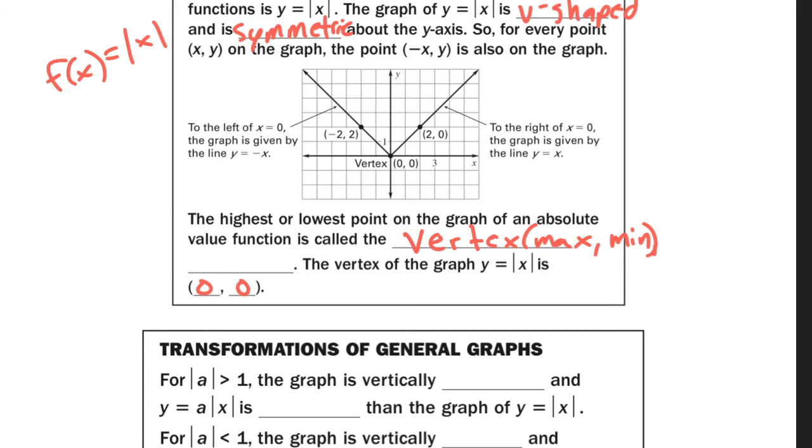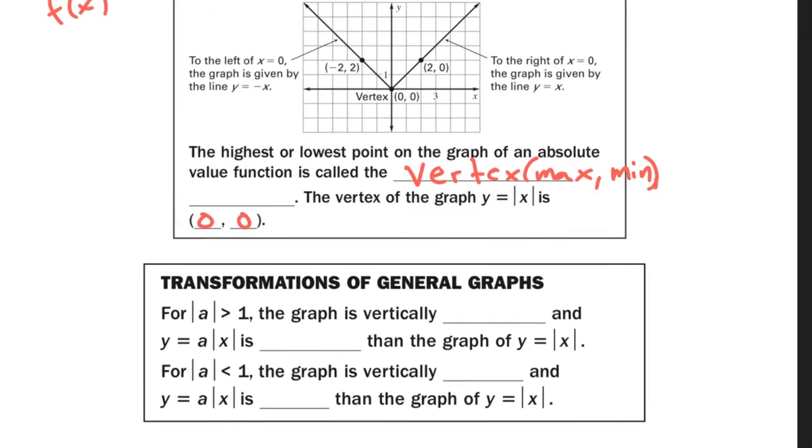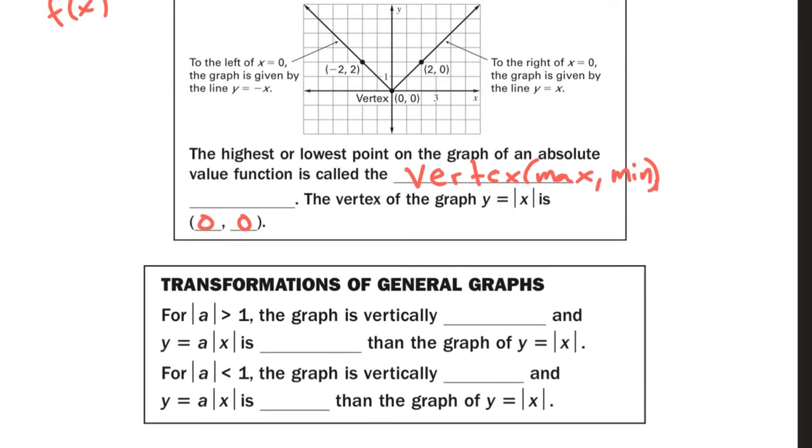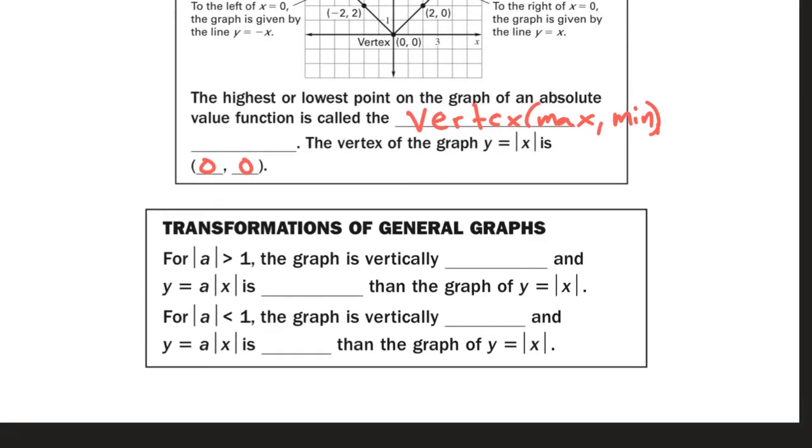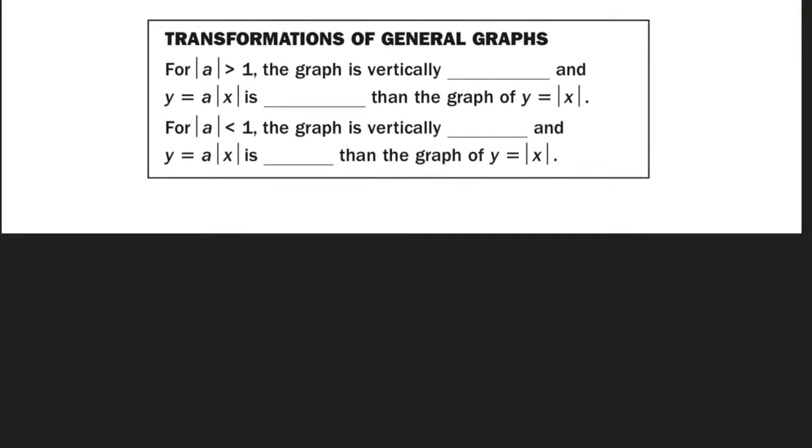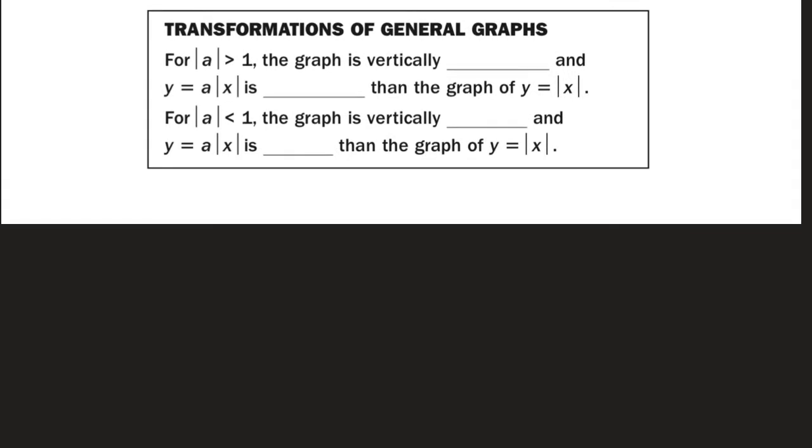So when we talk about transformations, we're going to be doing a few different things. We're going to be reflecting, we're going to be translating, meaning shifting around, and we're going to be compressing or dilating, making the graph skinnier or wider. So for different values that we multiply by our parent function, you see we're multiplying our parent function by this value a. When we multiply our parent function by a value of a that is bigger than 1, the graph gets vertically stretched, okay? And the graph becomes narrower. So that V becomes skinnier.